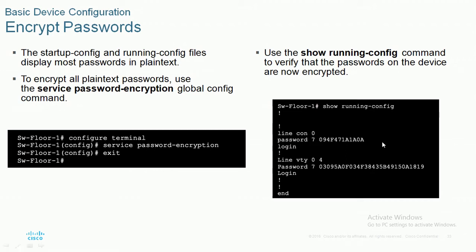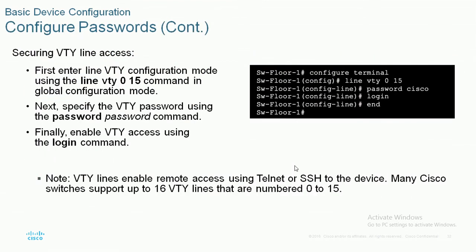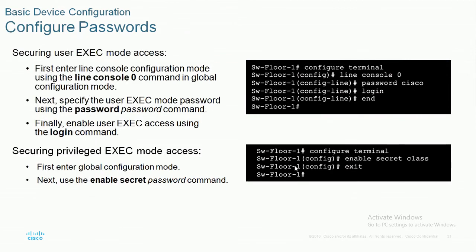Okay, and in the last slide we have seen enable secret. Secret is nothing but the password will be automatically encrypted. If I configure a password, Cisco will take it as it is, in plain text format. If I want to encrypt this, I need to apply service password encryption.